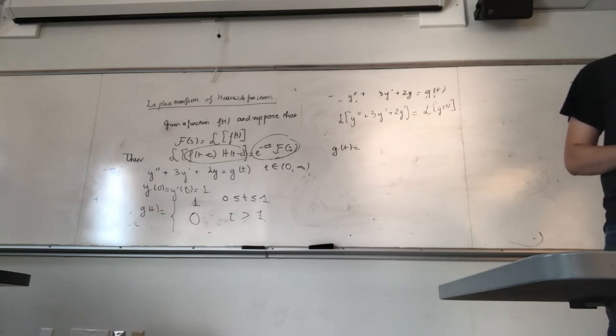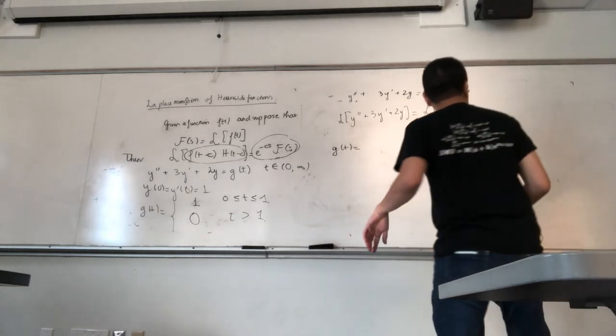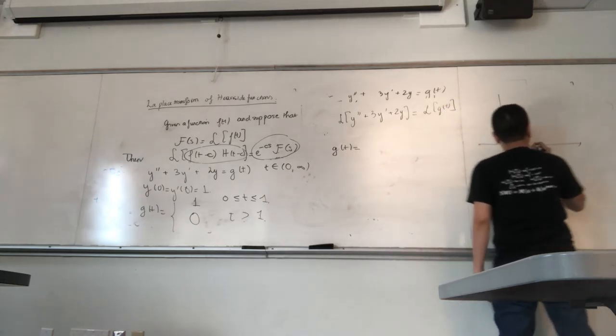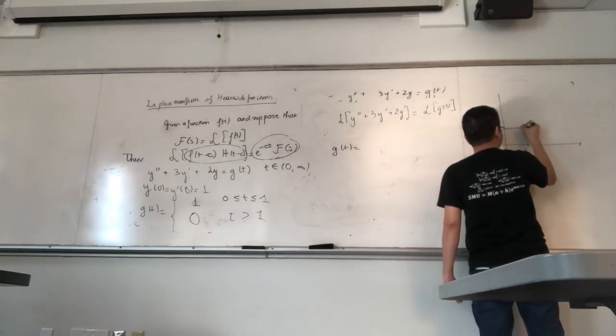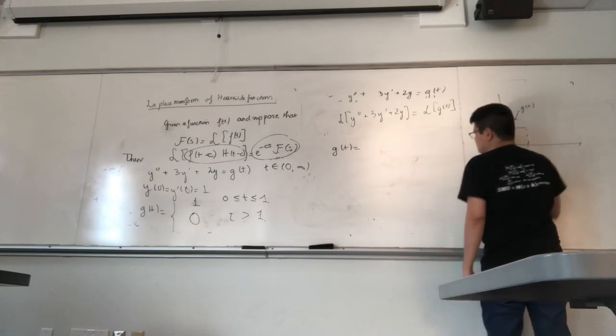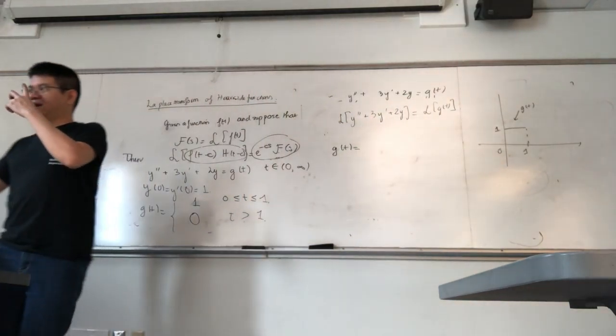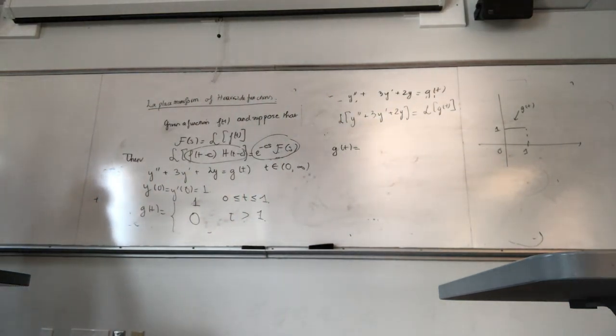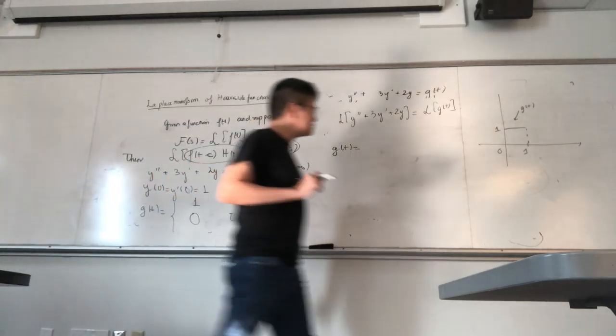So this function is 1 from 0 to 1, and 0 elsewhere, right? So this is g(t). And I want to write that like a Heaviside function. How can I do it? Say I want to write it like the difference between two Heaviside functions, or a constant with the Heaviside function. How can I do it? Yes? Won't it just be h of t minus 1? Yeah, that is a very good idea.